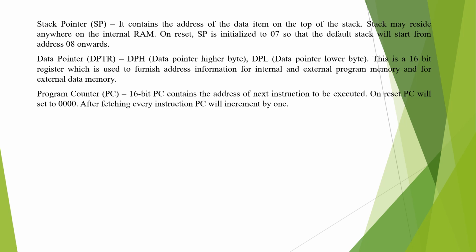There is another register which is known as the DPTR, that means data pointer. This is a 16-bit register, but we can use it as two 8-bit registers: the DPH, that means data pointer high byte, and DPL, that means data pointer lower byte. This 16-bit register is used to furnish the address information of the internal and external program memory and for the external data memory. Okay, so this is almost all about the important registers inside the 8051.